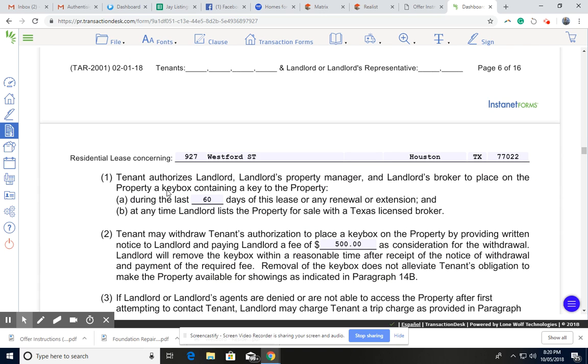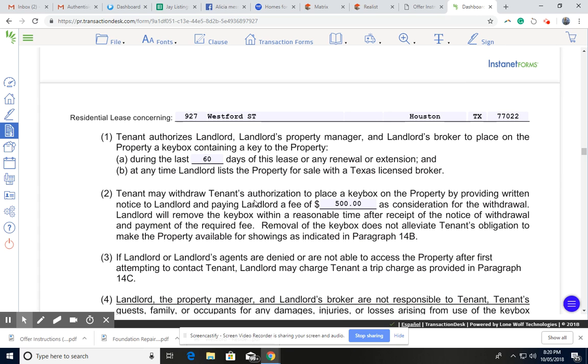So in here, this is for the lockbox. During the last 60 days of the lease, the tenant is supposed to allow the landlord to put the lockbox on there, so we can possibly start showing it and getting it ready for another tenant, in the case that the tenant may not be renewing and wants to move out. So let's just say the tenant doesn't want us to put a lockbox. He doesn't want to show it.